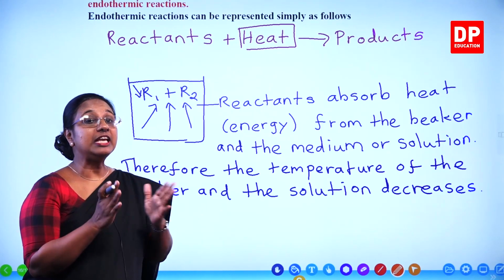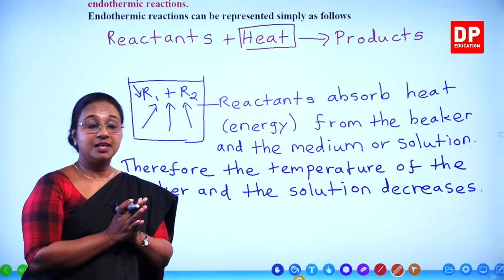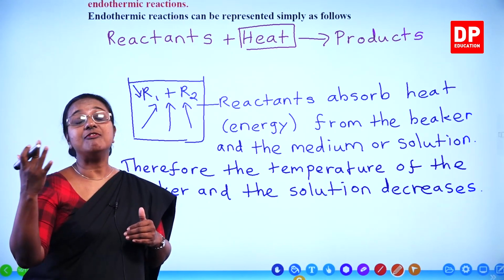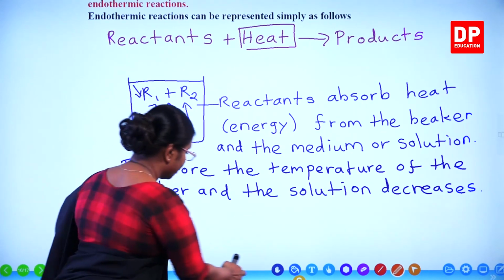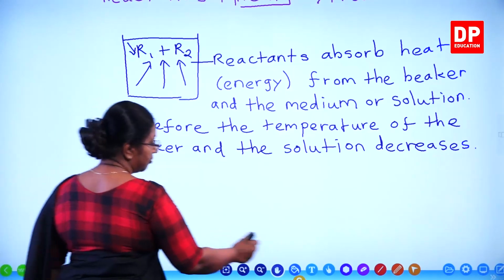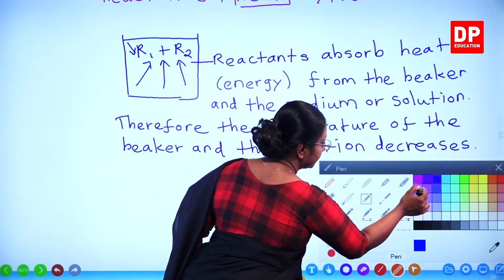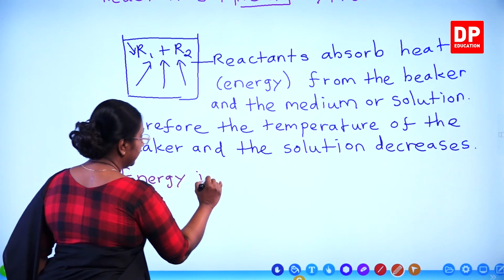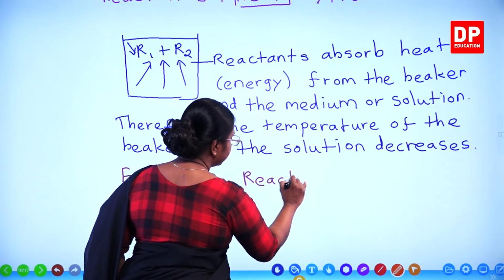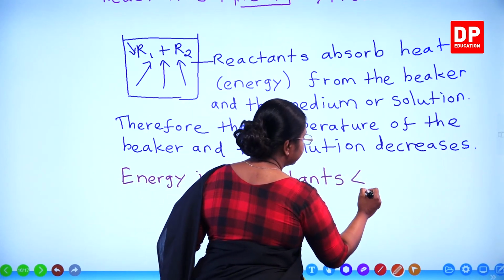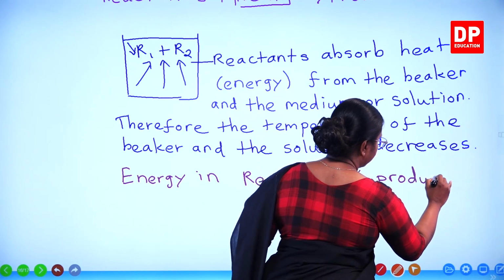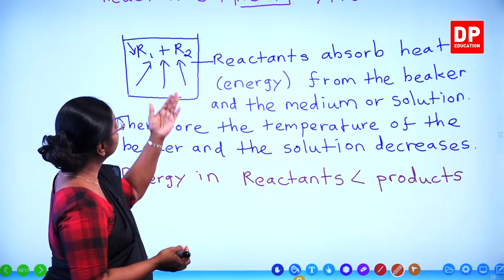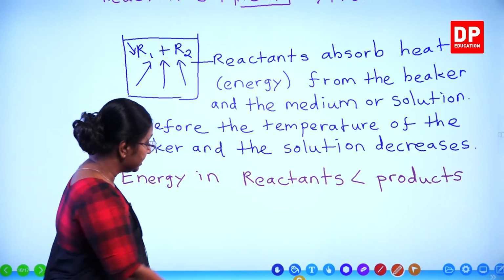So what do you think of the heat content of the reactants and products? Reactants absorb heat and form the products. So that means products will have more energy than the reactants. So here, if we denote that, energy in reactants is less than that of products. Or in other words, products have more energy than reactants. That is why they absorb heat. Is this clear to you all, students?